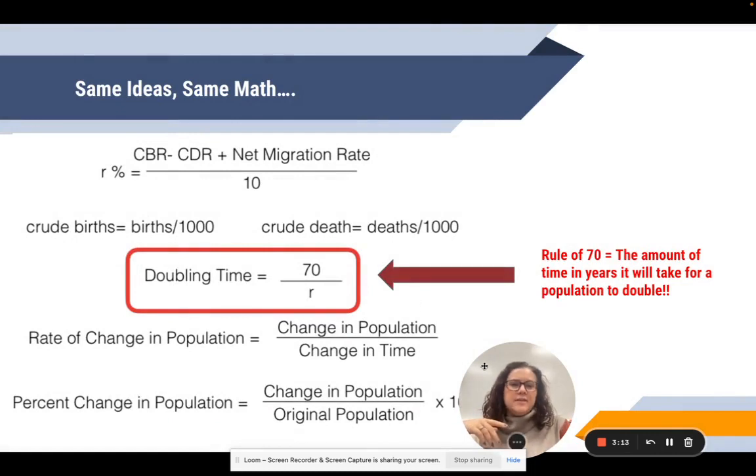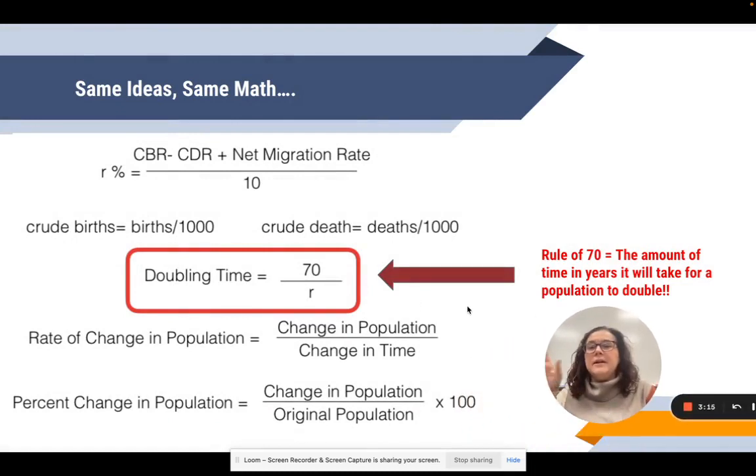Now, we're going to do some of this in class, so I'm not going to spend a ton of time talking about it now, but basically we can figure out, using something called the rule of 70, the amount of time in years it will take for a population to double, assuming that everything is stable. And all we need to know is the value of R. And R is just a percentage that is figuring out the rate of population change. I'm going to go through the math in class. We got a whole day on it. Don't worry about it here, except to know that equation. That's the important part.